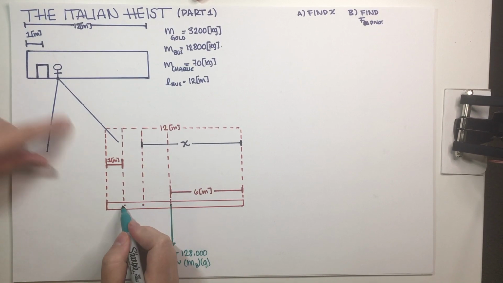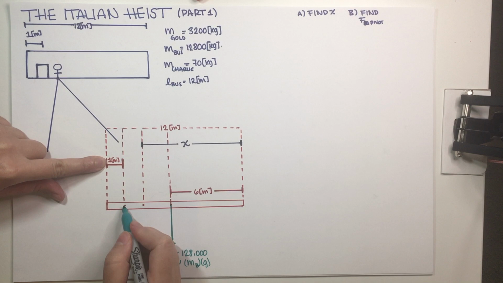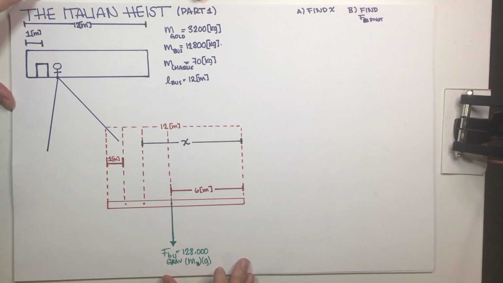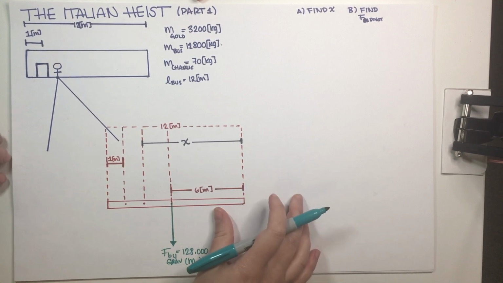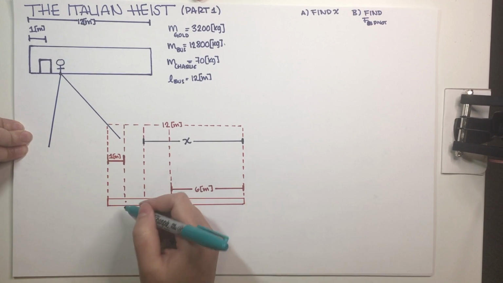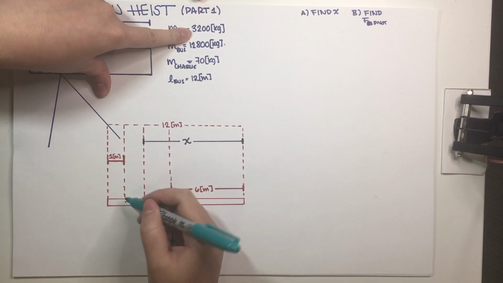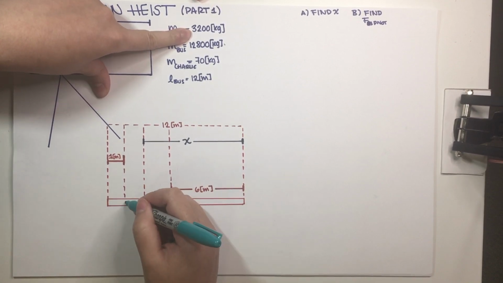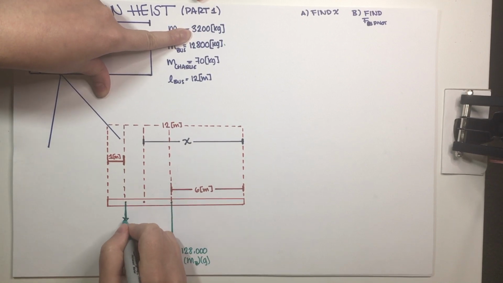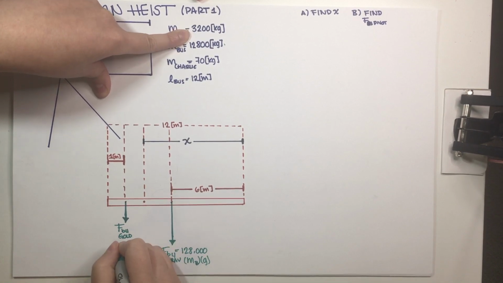Next we have some gold here. The gold is over here, exactly 1 meter away from the back end of the bus. The force that the gold is putting on the bus is just its own weight. So that will just be this number multiplied by 10. This is force by gold, and the number is just 32,000.